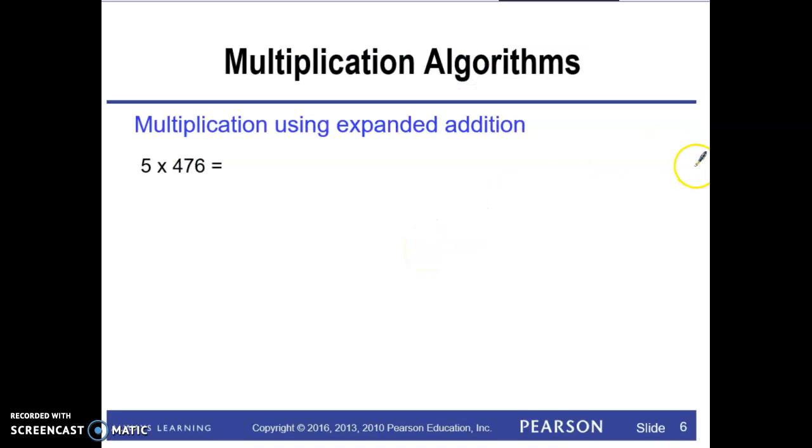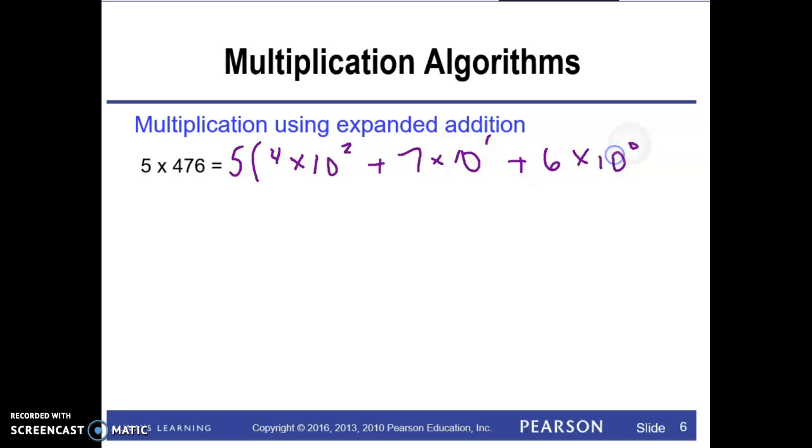Okay, let's try this one. So we're going to multiply this one out using expanded addition. So the first step was to write out the number using expanded notation. So that is 4 times 10 to the second plus 7 times 10 to the first plus 6 times 10 to the 0, because you remember anything raised to the 0 power is 1. Okay, so now look back. The next thing I'm going to do is use my distributive property. All right, and I'm going to distribute that 5 to everything that's in the parentheses.